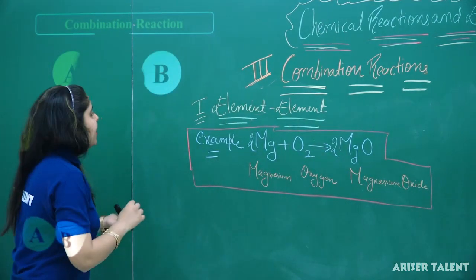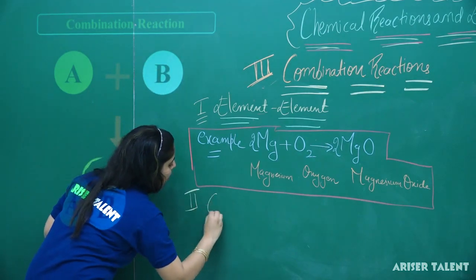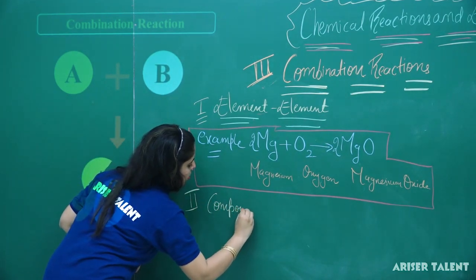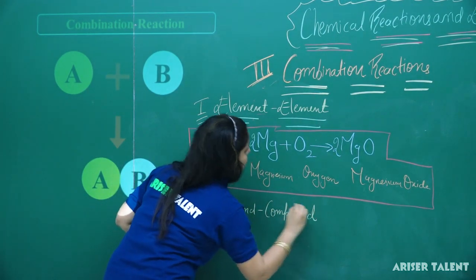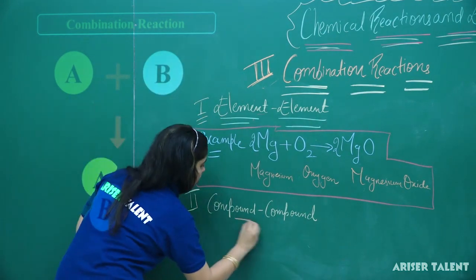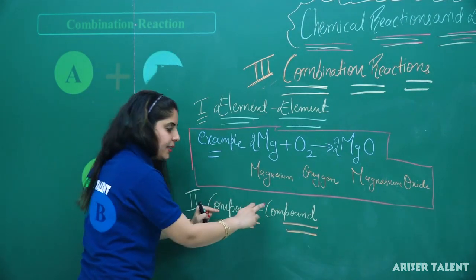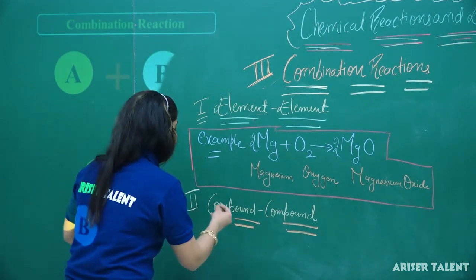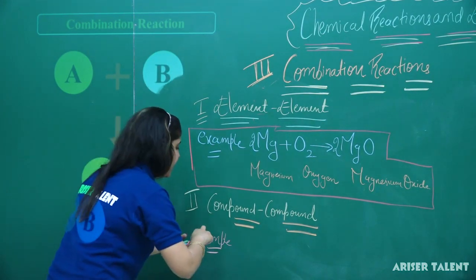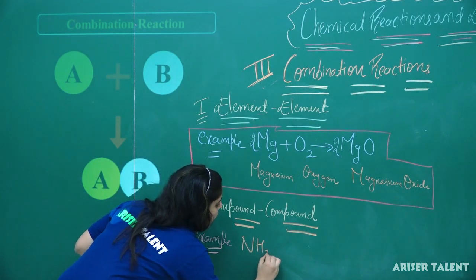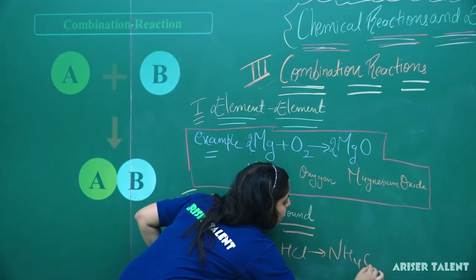Now we will deal with our second category, that is compound-compound reaction. In compound-compound reaction, we have both the reactants in compound form. So we have a general example for this. What is the example in this category? Ammonia reacts with hydrochloric acid to give ammonium chloride.